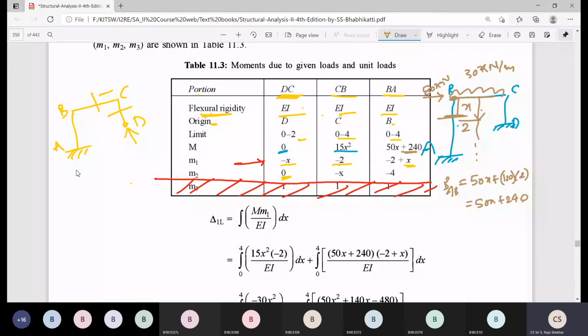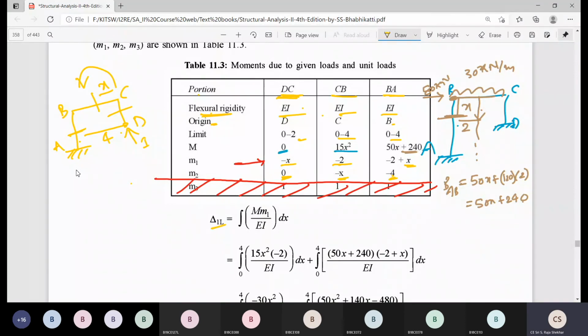Take a section here, bending moment for the BC member. Force into perpendicular distance. Here force is 1 kilonewton, perpendicular distance is X, which produces an anti-clockwise effect. Anti-clockwise effect will be considered negative, that is minus X. Now take a section in the AB span. The force is 1 kilonewton, perpendicular distance is 4 meters. This will produce an anti-clockwise effect, so minus 4.